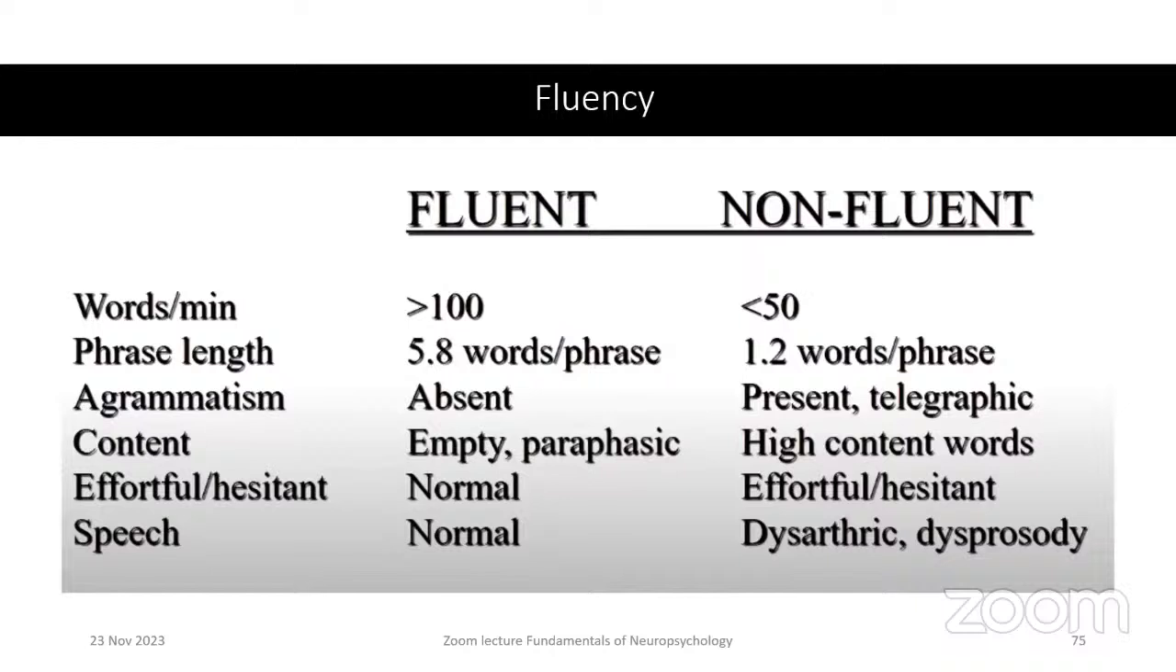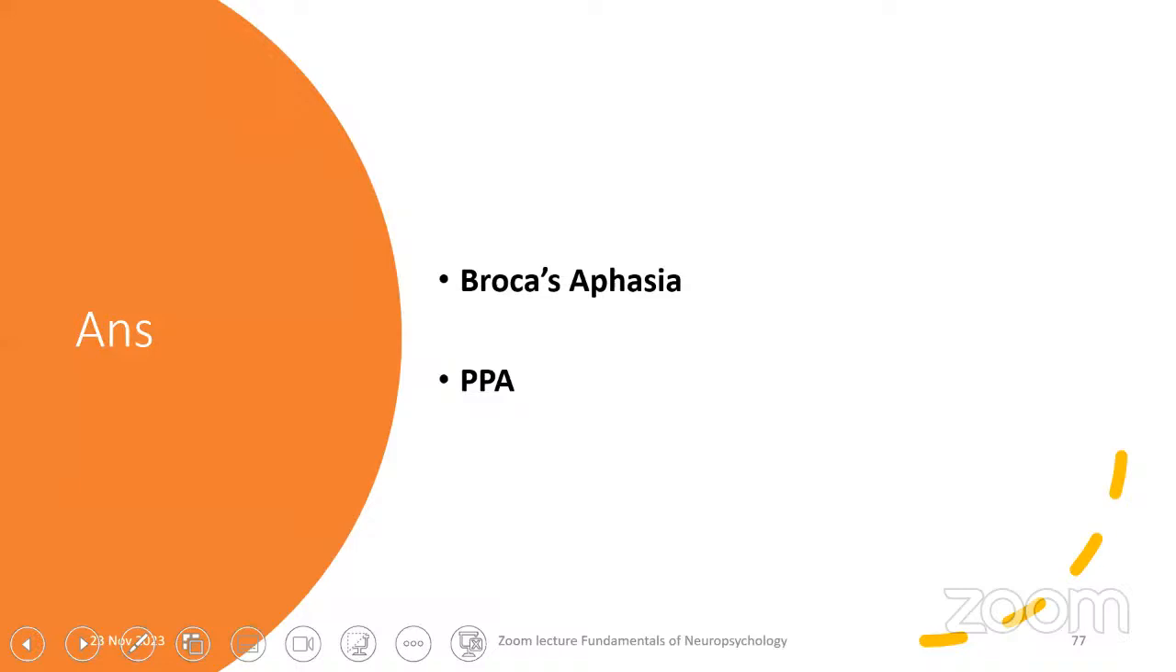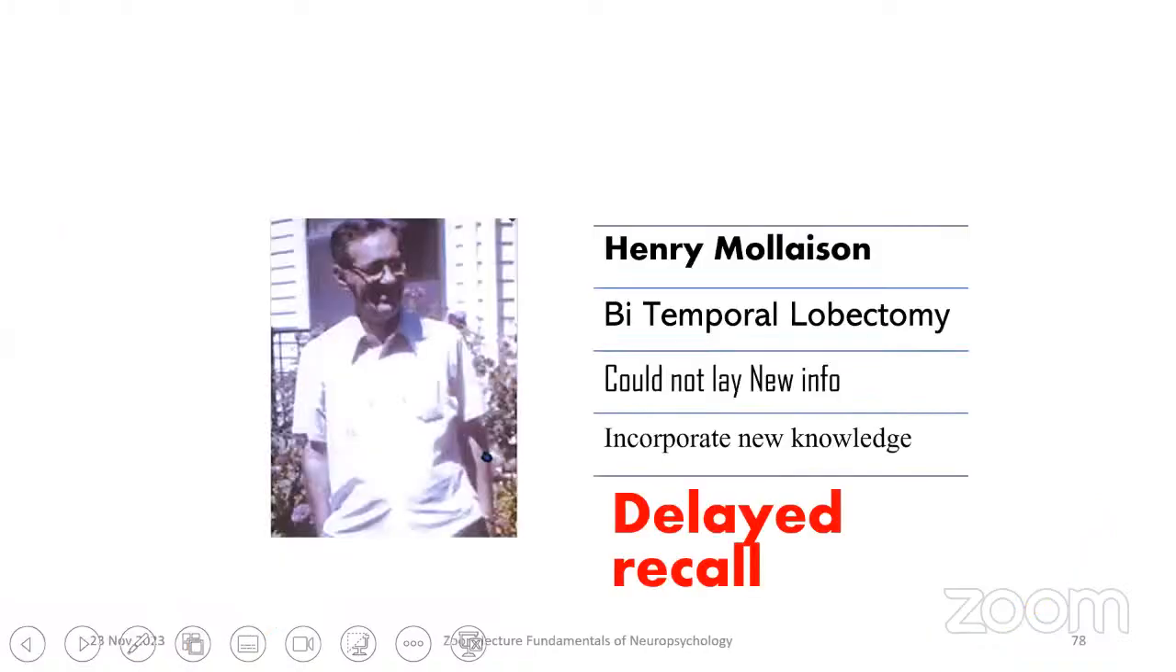The effort is normal with no hesitancy in fluent aphasia, whereas non-fluent aphasia, Broca's, is effortful and hesitant. Speech appears normal in fluent aphasia, but is dysarthric with dysprosody in non-fluent aphasia. The word disorder is most characterized by abnormalities in observed fluency, confrontational naming, repetition, reading, and writing. Now, what's the disorder that has all these characteristics? That is Broca's aphasia or primary progressive aphasia, where you can encounter all these problems.